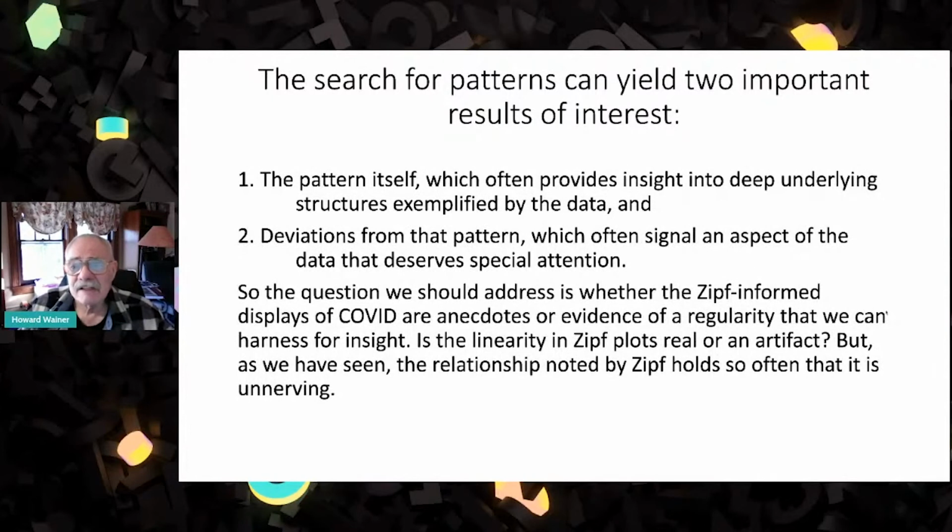The search for patterns yields two important results of interest. The pattern itself, which provides insight into the underlying structure that's exemplified by the data, and then the deviations from that pattern, which signal an aspect of the data that deserves special attention. So the first thing, the pattern itself, that's the "compared to what." So the question we should address is whether the Zipf-informed displays of COVID are anecdotes or evidence of irregularity that we can harness for insight. Is the linearity in Zipf plots real or an artifact? But as we've seen, the relationship noted by Zipf holds so often that it's unnerving.